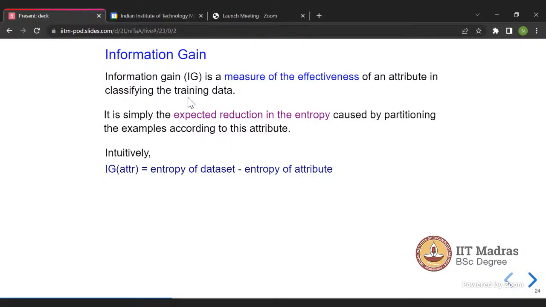Here is one point I want to make. If nothing is mentioned about which measure to use for information gain, we use entropy as the measure. But if it is mentioned that we are splitting our data set using Gini index, then information gain can also be defined using Gini index. Both measures can be used for information gain.